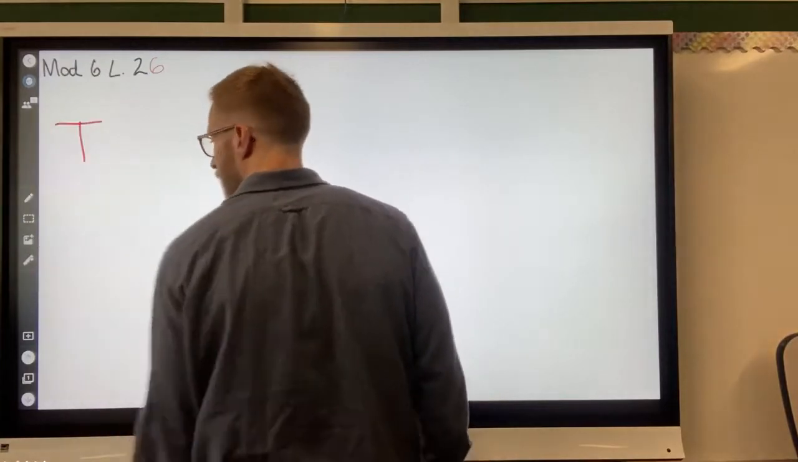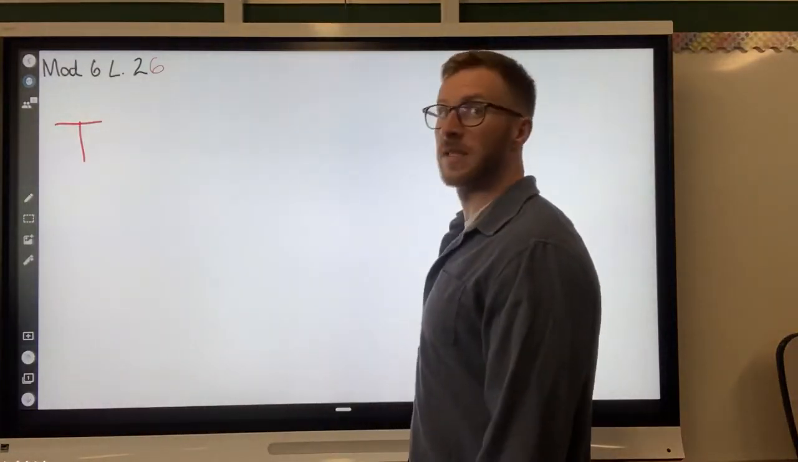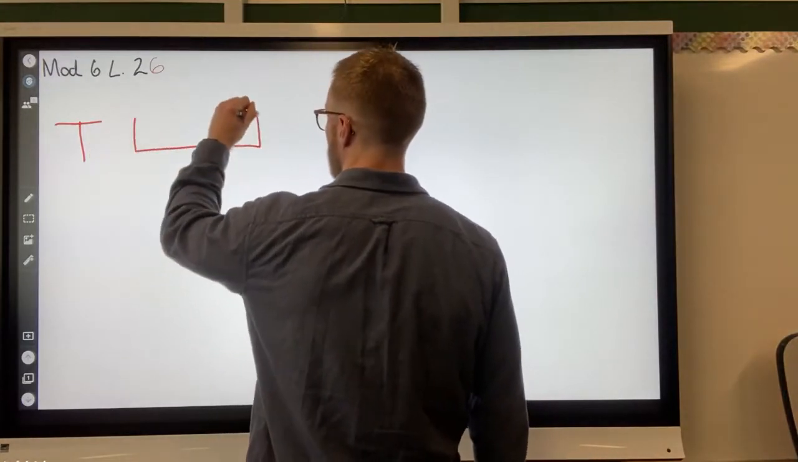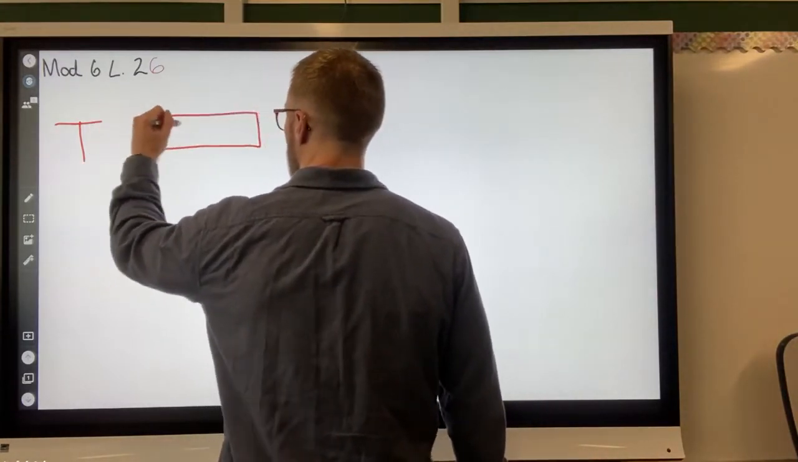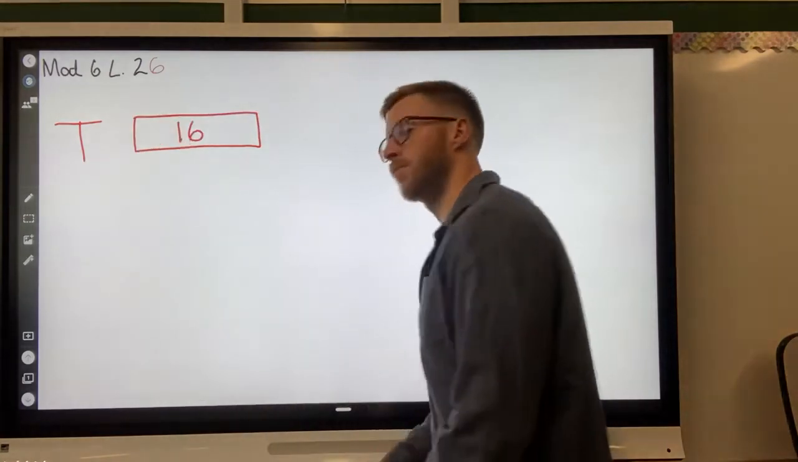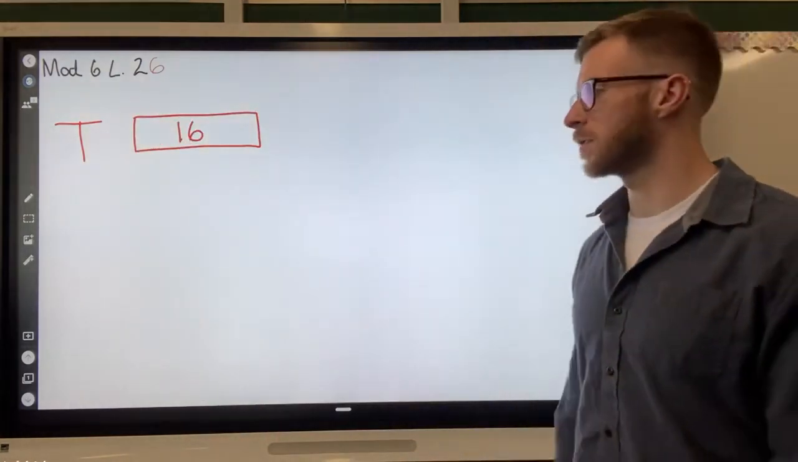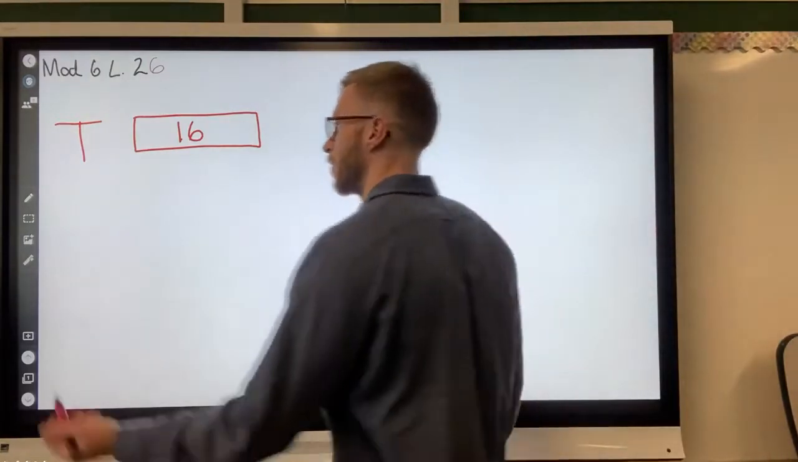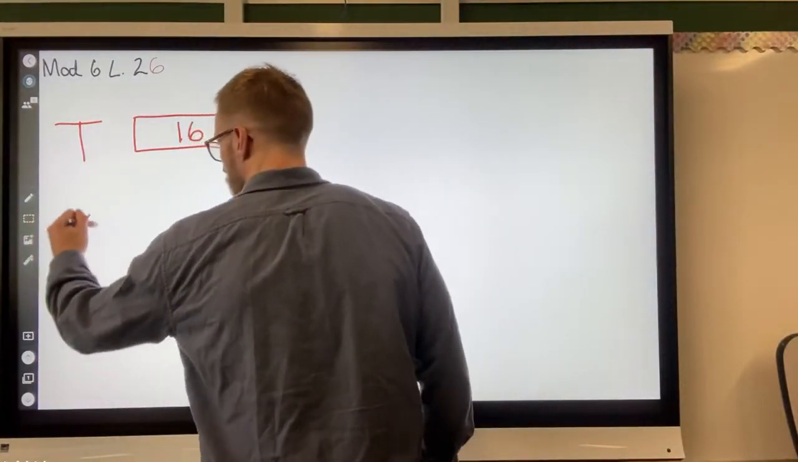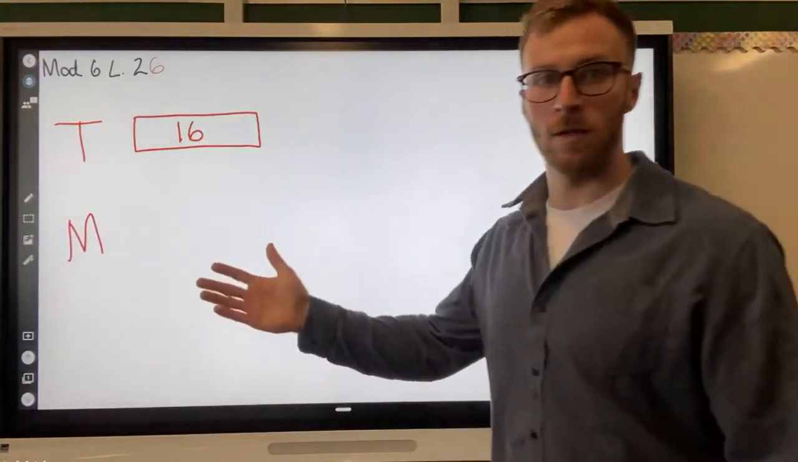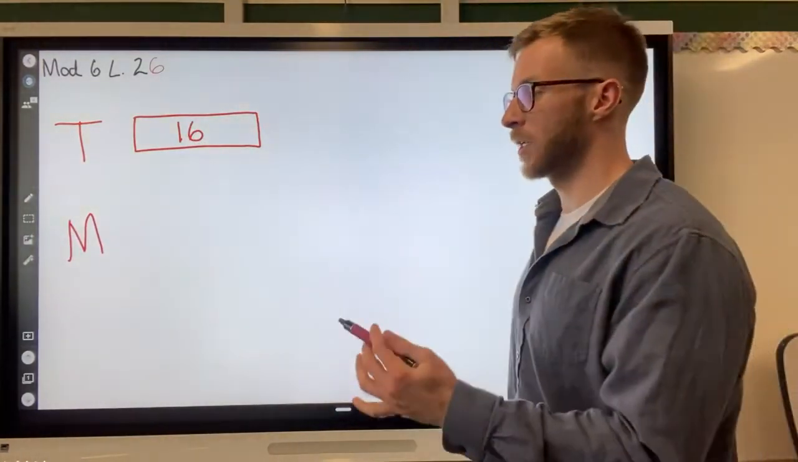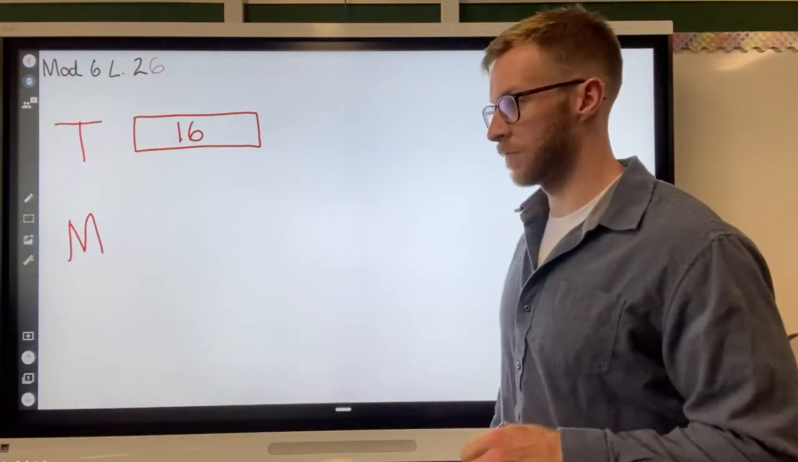T for Tony. It said he read a book with 16 pages. So I'm going to make a rectangle. Just pick any size you want. And put a 16 in there. 16 is a pretty good size number, so I did a pretty good sized piece of tape. And then Maria is our other person. So they told us Maria is one of the people in the word problem. So I'm going to put M down for Maria. Now Maria is reading a book with 10 pages.